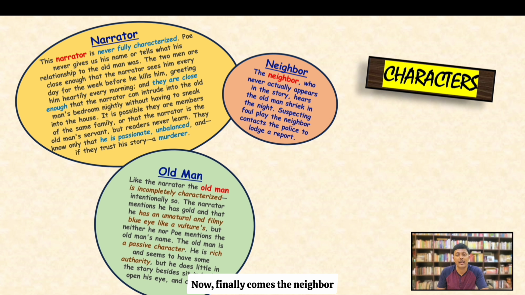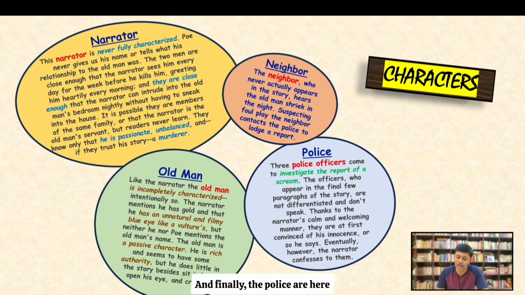Now, finally comes the neighbor, who never actually appears in the story. Hearing the old man's shriek in the night, and suspecting foul play, the neighbor contacts the police to lodge a report. And finally, the police are here. Three police officers come to investigate the report of the scream. The officers, who appear in the final few paragraphs of the story, are not differentiated and don't speak.